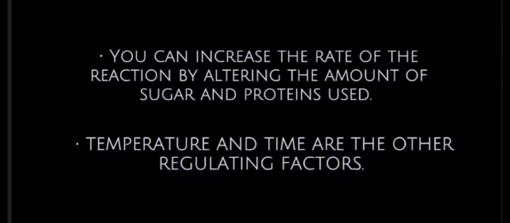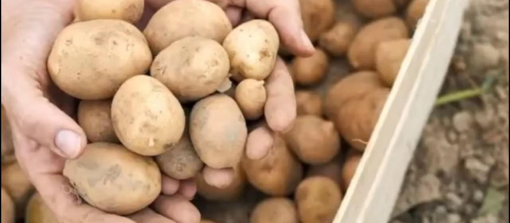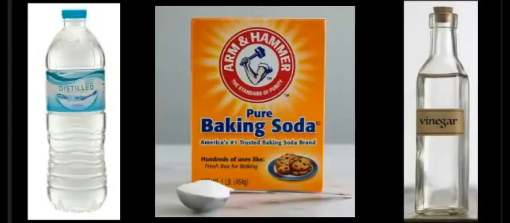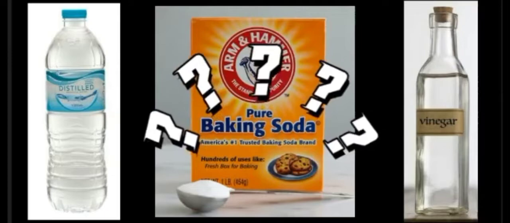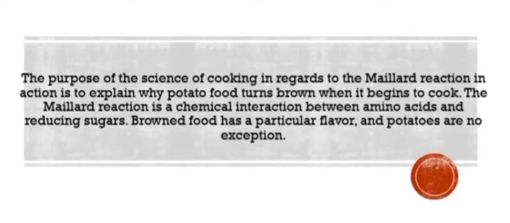So in this presentation, we will observe how each pH solution affects the browning time of a potato. Which of these three do you think will brown a potato in the shortest amount of time? Let's find out. The purpose of the science of cooking in regards to the Maillard reaction in action is to explain why potato food turns brown when it begins to cook.